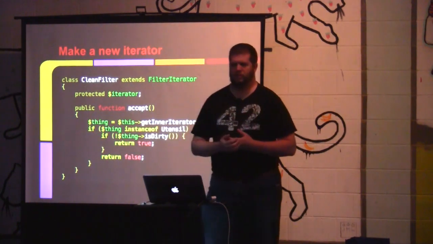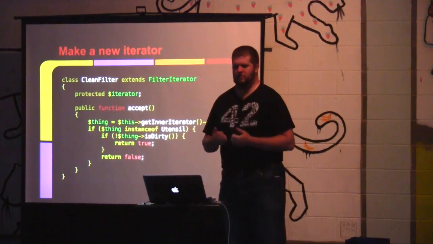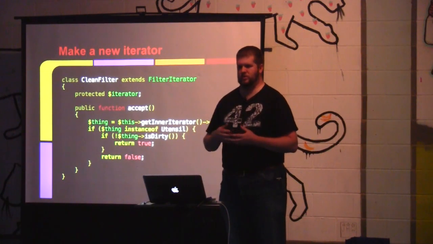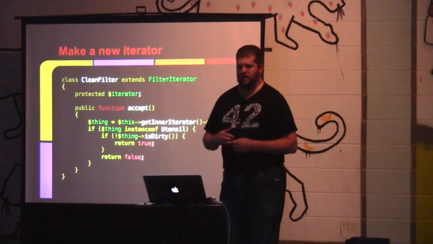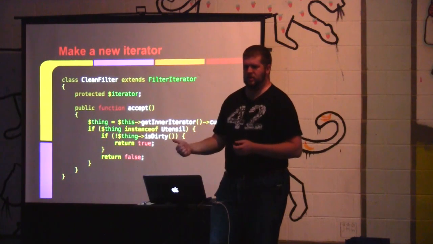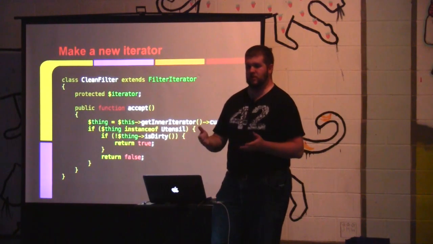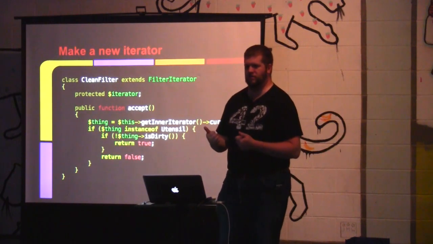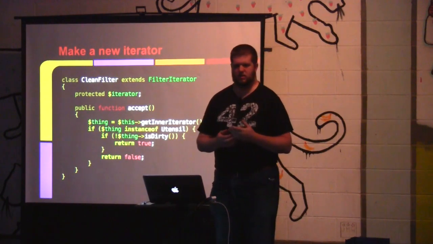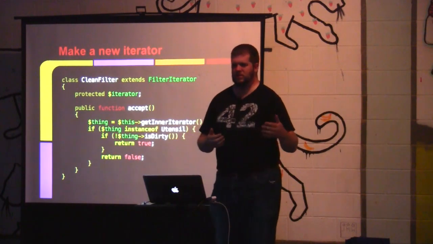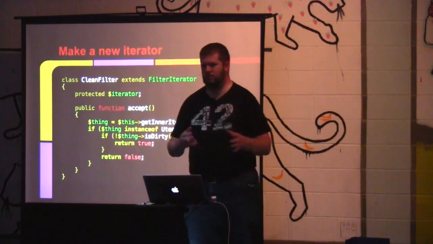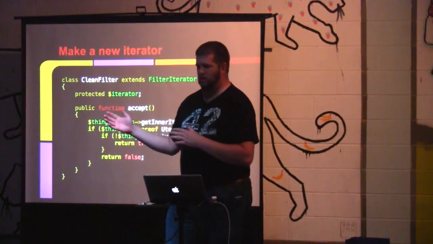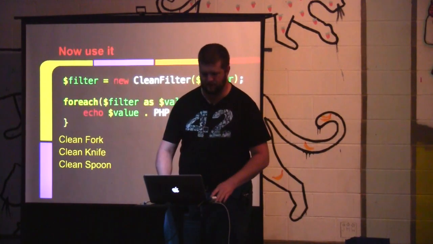The important part of the FilterIterator is this accept function. So I get the inner iterator, which is going to be my drawer, which is an iterator itself. If it's a utensil, then I check to see if it's not dirty. If it's not dirty, I return true for accept, and if it is dirty, I return false. So when I'm iterating over it, it's going to reject all of the dirty stuff and only accept the clean stuff. Even if I come across an array that's half dirty and half clean, only clean stuff is going to come out of it.